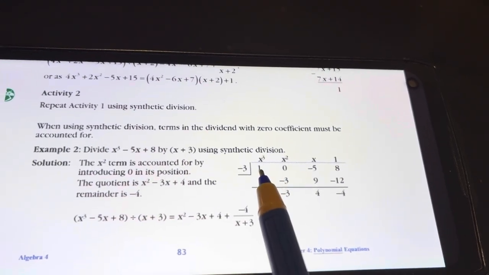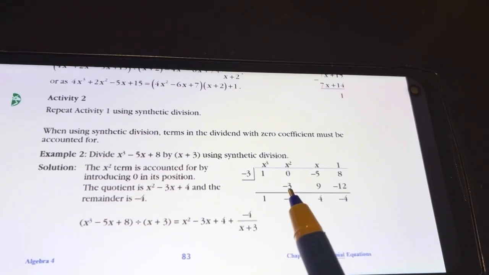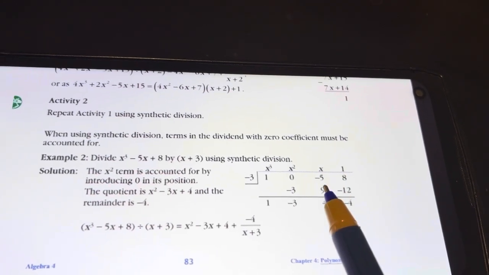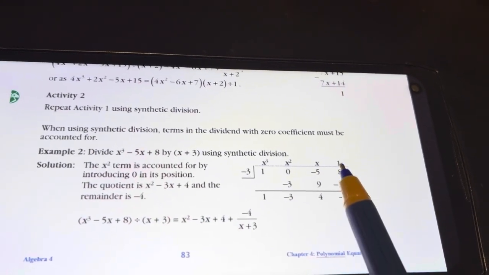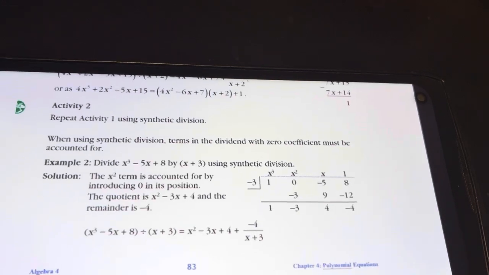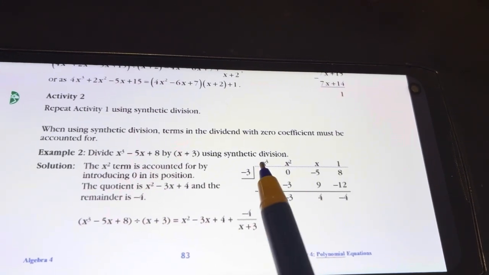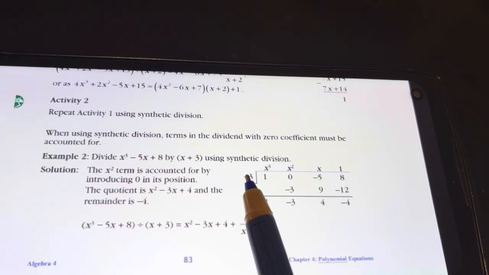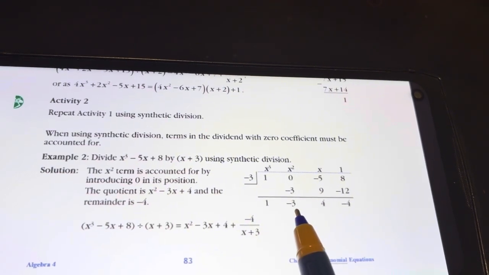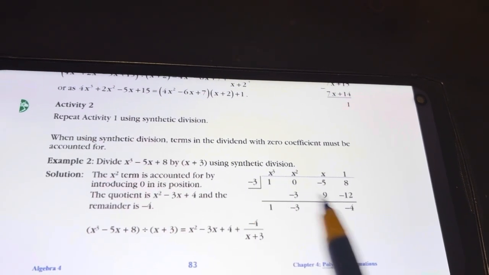So the coefficient of x cubed is 1. The coefficient of x squared is 0. The coefficient of x is minus 5, and the constant is 8. Then you will use the synthetic method. You'll put the 1 down. 1 times minus 3 is minus 3, plus 0 is minus 3. Minus 3 times minus 3 is 9.